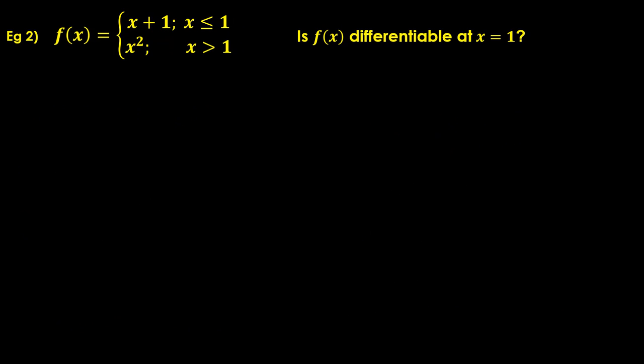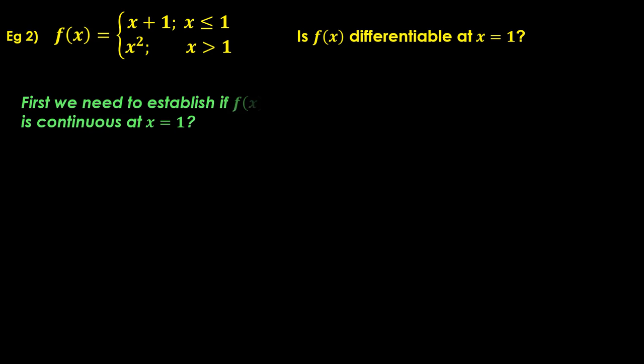Let's look at another example. Is f of x differentiable at x is equal to 1? We first want to test if it's continuous at x is equal to 1. So if we have a look at the limit as x approaches 1 from the negative side, we're going to use the top equation, so x plus 1. So if we substitute 1 into that equation, we end up with 2.